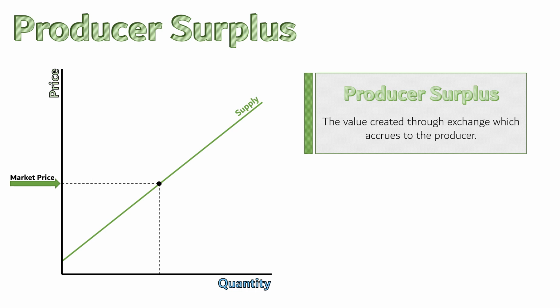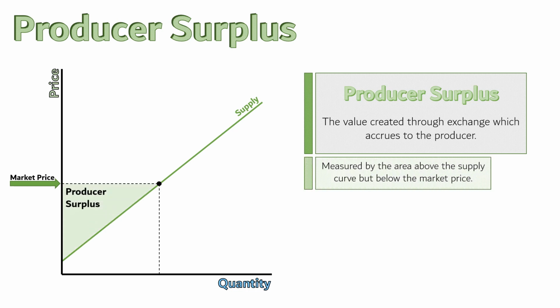Producer surplus is the value created through exchange which accrues to the producer. It is measured by the area above the supply curve, but below the market price. This area marks the marginal profit earned from each sale. The first unit was produced much more cheaply than the price earned when it was sold, which means the producer earned economic profit from the transaction, at least on the margin. If we add that up for all producers, we get their producer surplus.